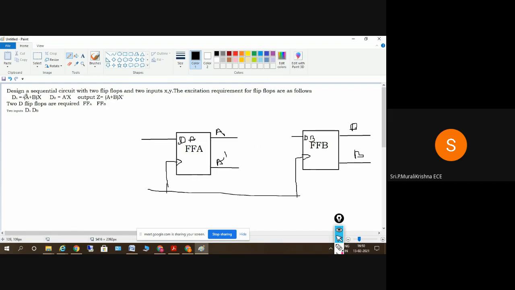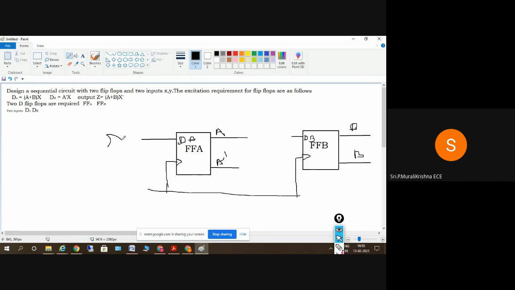Okay, now we have the value of DA is equal to A plus B into X bar. So DA is equal to A plus B into X bar. So we have inputs, so this is A here, and this is B. So we'll take the two values here. The two values are given to an OR gate.